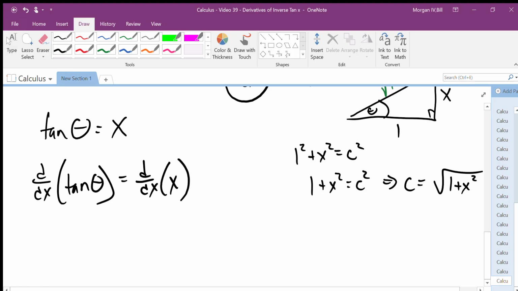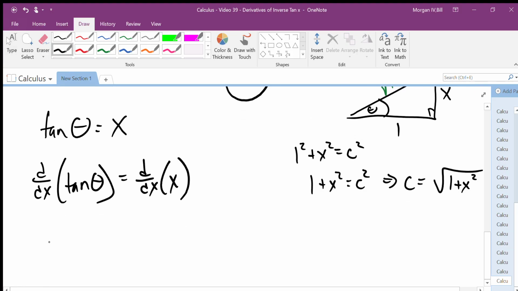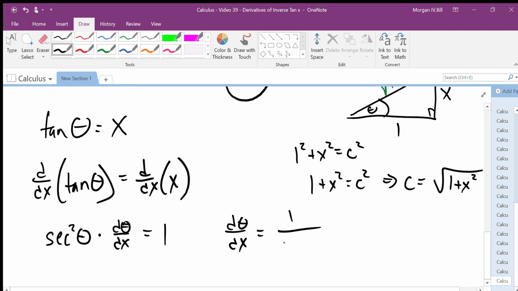The derivative of tangent theta, if you remember the derivative of tangent, is secant squared of theta, but since theta is not x, we have to chain rule multiply by d theta dx, is equal to the derivative of x, which is just 1. Therefore, solving for d theta dx is equal to 1 over the secant squared of theta, or 1 divided by secant squared. 1 divided by secant squared is the same thing as cosine squared of theta.